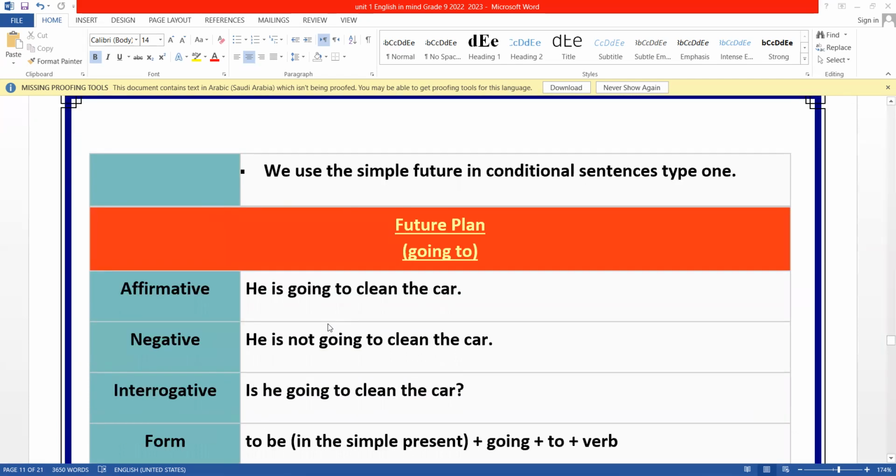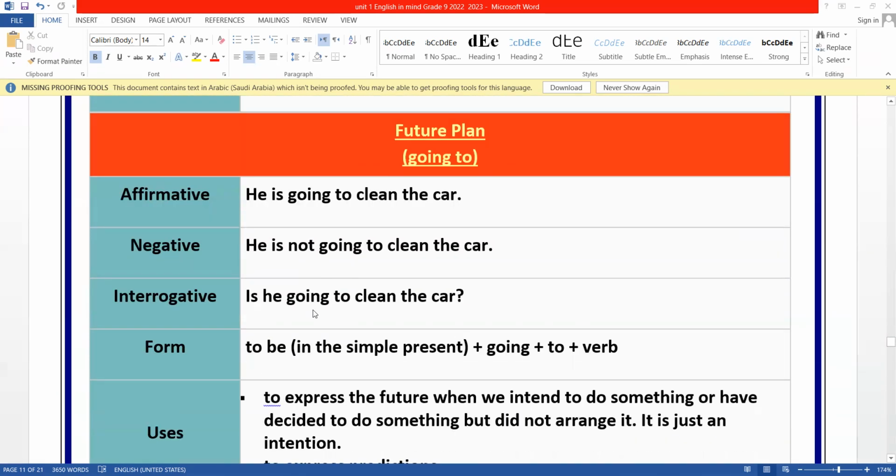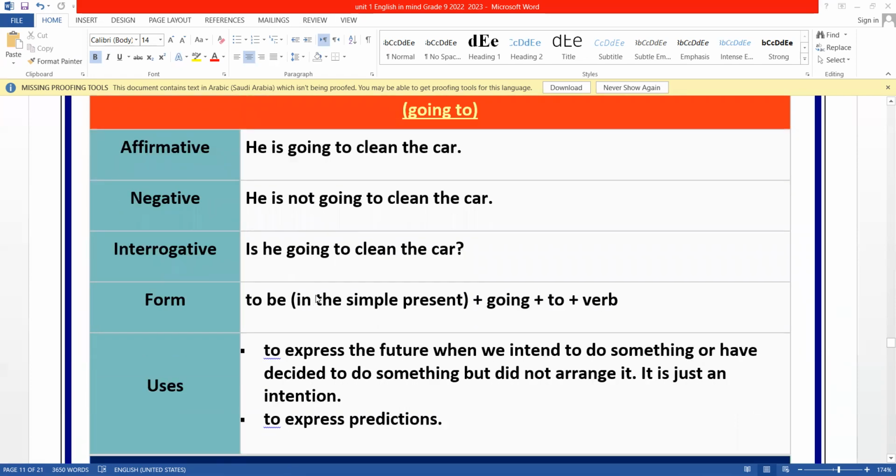Future plan with going to. Affirmative: he's going to clean the car. Negative: he's not going to clean the car. Interrogative: is he going to clean the car? Form: verb to be in the simple present plus going to plus verb. I am going to play.